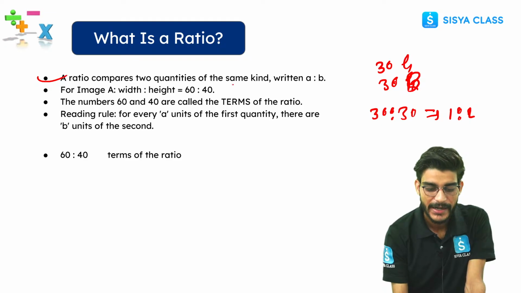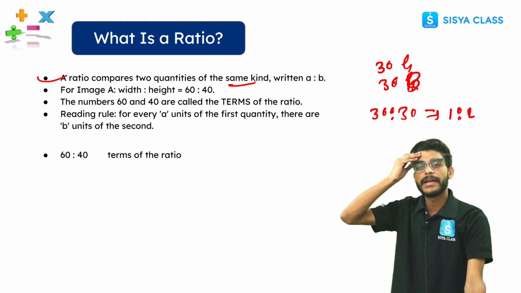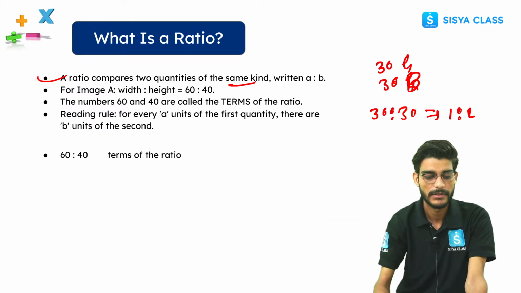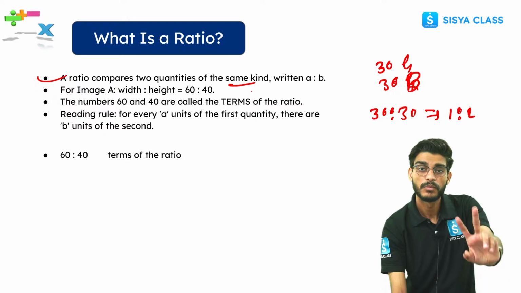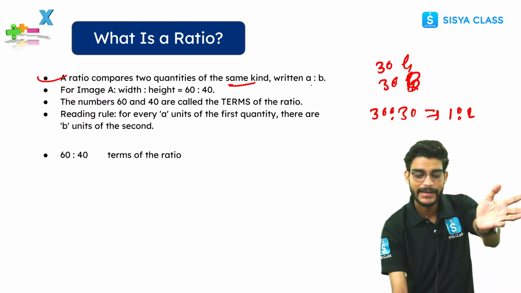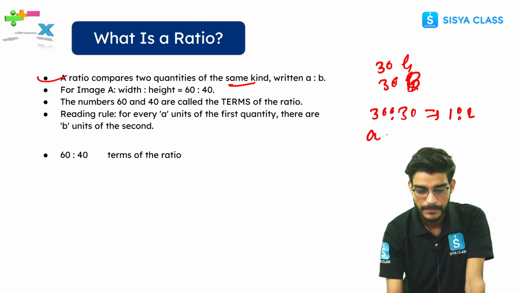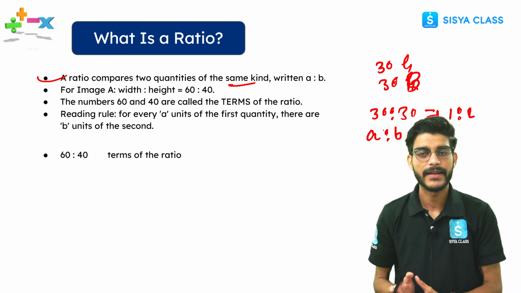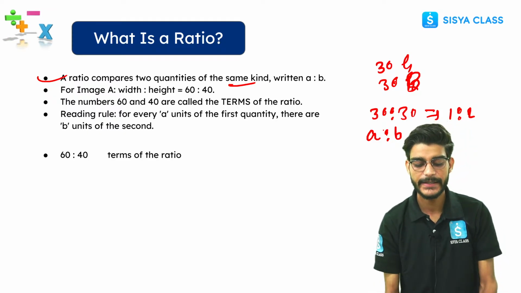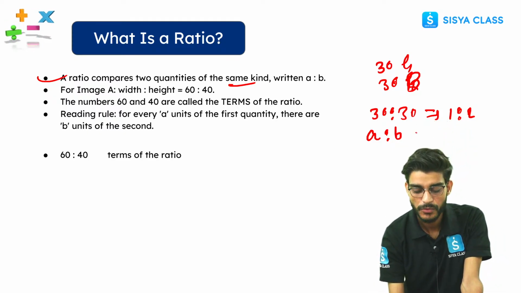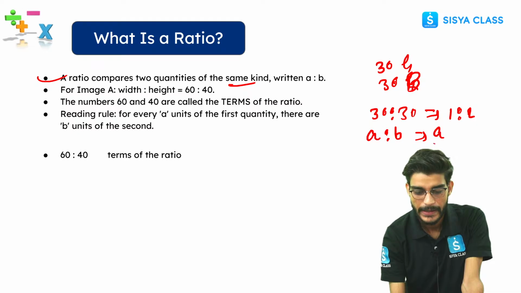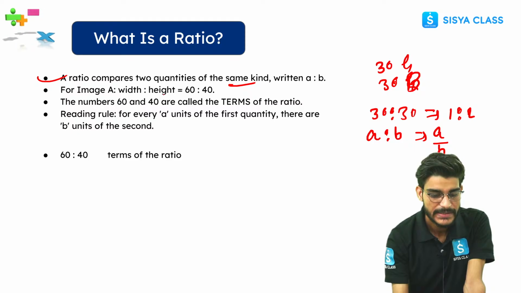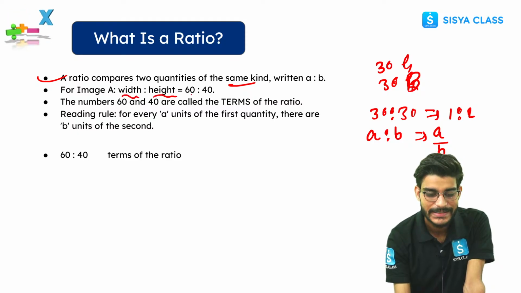So basically a ratio compares two quantities of the same kind. Same kind means it's not possible that one quantity is in meters and another is in kilometers. No, you cannot compare this. Both have to be the same kind and written as A ratio B. Suppose one quantity represents A and another represents B, so how will you represent it? Either you write A ratio B or A upon B. Same thing. Like for image A, width upon height was 60:40.